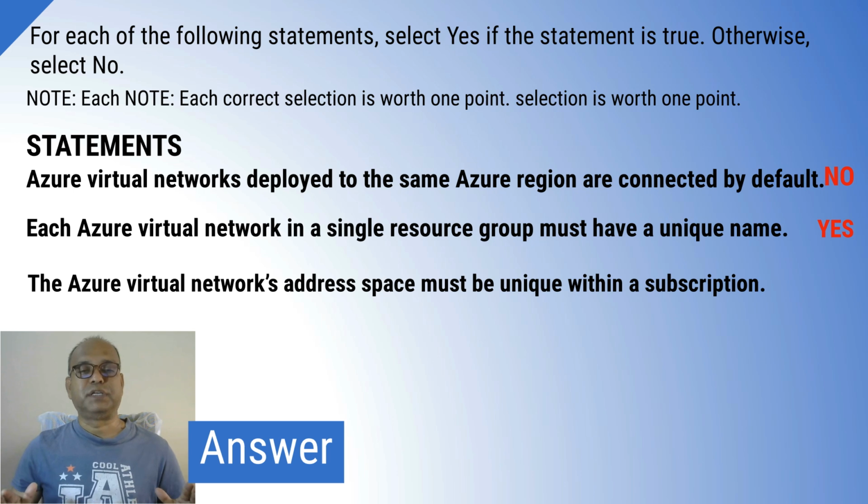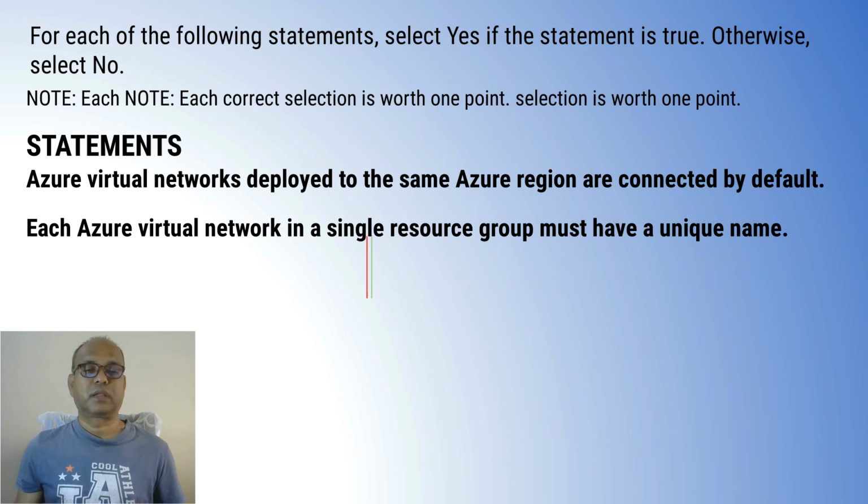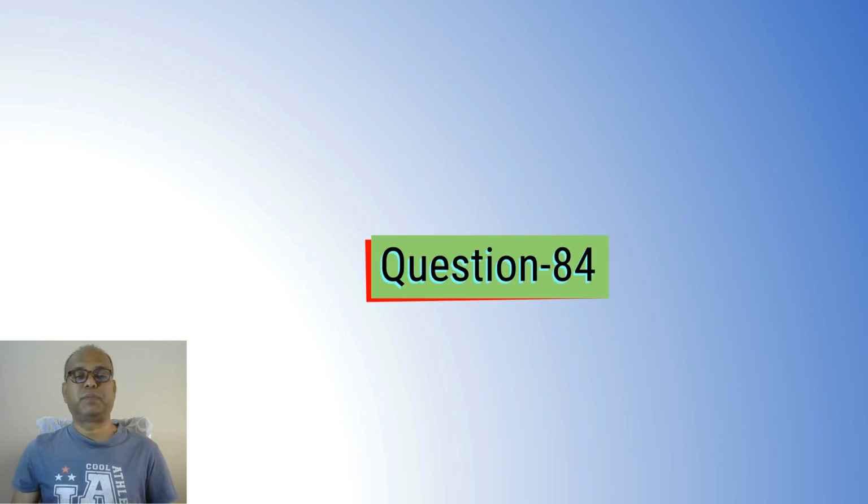In the statement 3, as you build your network in Azure, it's important to keep in mind the following universal design principles. Ensure non-overlapping address space. Make sure your VNet address space CIDR block does not overlap with your organization's other network ranges. So this statement is true. Next question, question number 84.